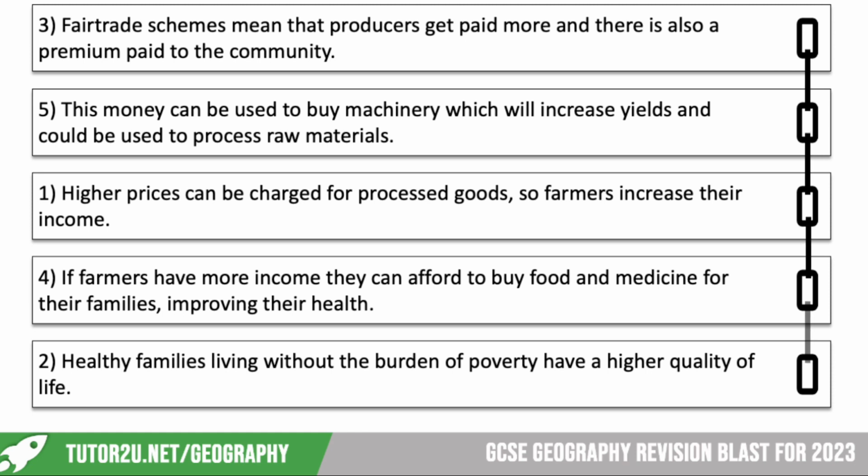Okay, so fair trade schemes mean that producers get paid more and there is also a premium paid to the community. This money can be used to buy machinery which will increase yields and could be used to process raw materials. Higher prices can be charged for processed goods so farmers increase their income. If farmers have more income, they can afford to buy food and medicine for their families, improving their health. Healthy families living without the burden of poverty have a higher quality of life.